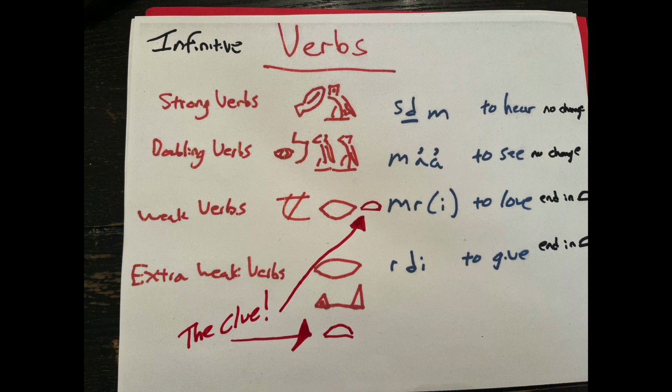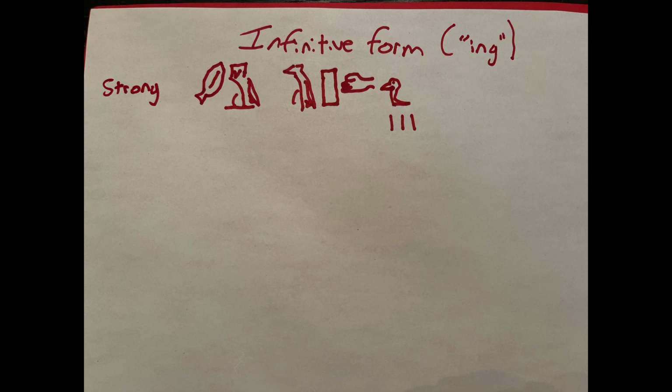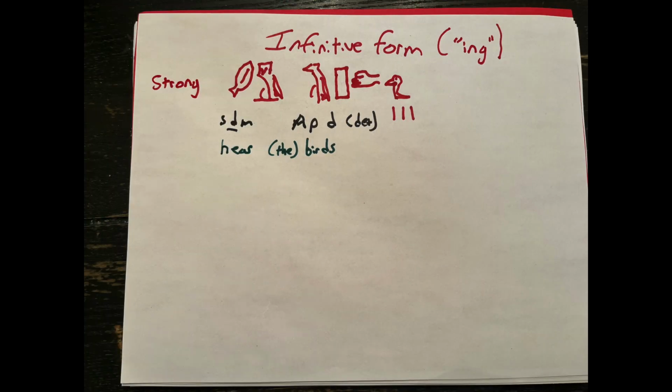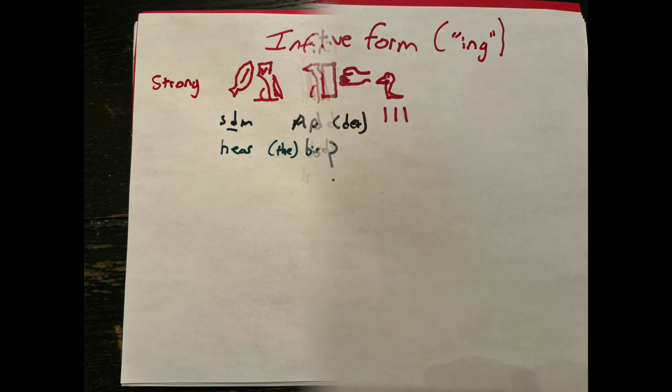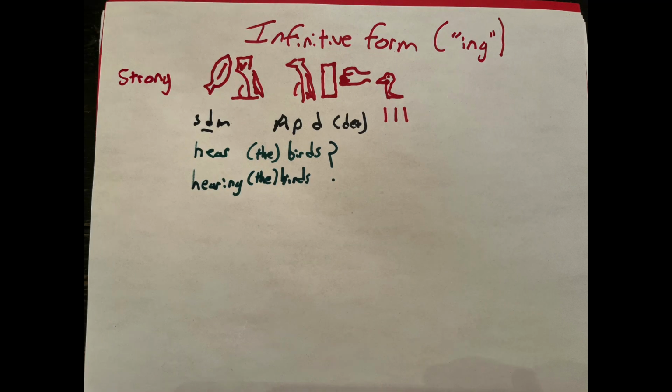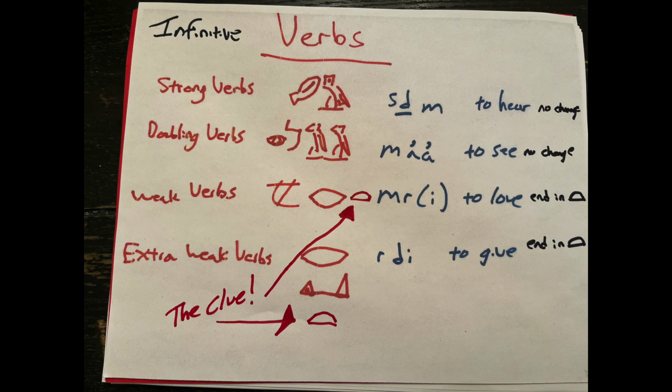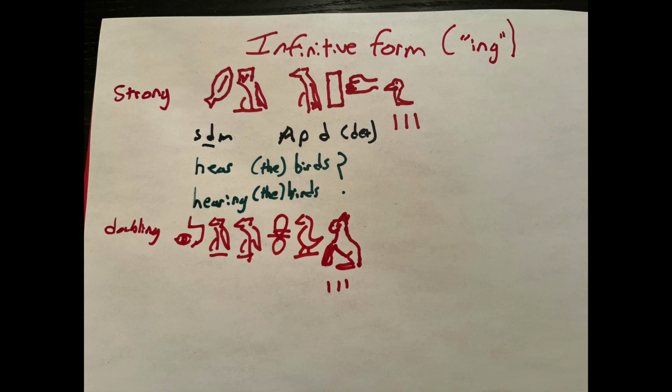So if you have a paragraph, let's say, and it contains a weak verb, well, now you know what tense you're in, and you can now extrapolate to the strong and the doubling. All right, so I'll give you an example. We'll walk through these. Here is a strong verb. All right, we have sidim apid, hear birds, or hear the birds. Couldn't be a bird because we have plural at the end with that plural determinative there. The question is this: hear the birds or hearing the birds? Now, you don't know that because you're in the strong verb tense. And as I said, the clue for the infinitive form is only in weak and extra weak verbs. So there is no clue here.